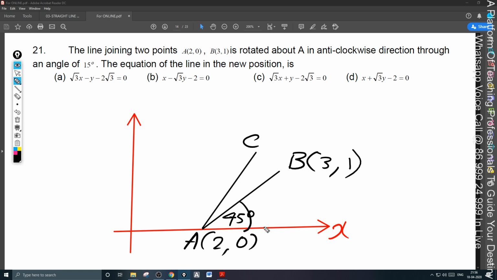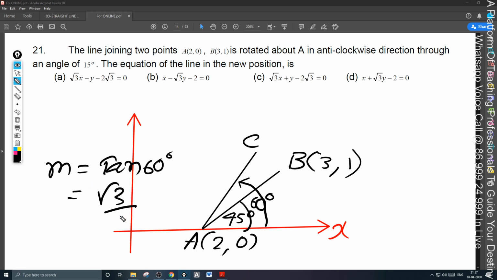When it is rotated through 15 degrees, then the total angle will be 60 degrees. Then its slope is tan 60, which is root 3. Yesterday I taught you how to write the line equation with the slope: multiply the numerator with x, the denominator with y, and if it is plus, write minus here and substitute the point. The point is (2, 0), so it is 2 root 3. So your answer is root 3 x − y = 2 root 3.